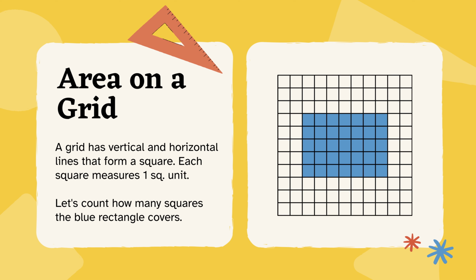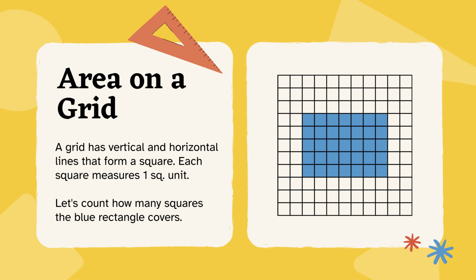1, 2, 3, and so on, up to 35. There are 35 squares, revealing an area of 35 square units.